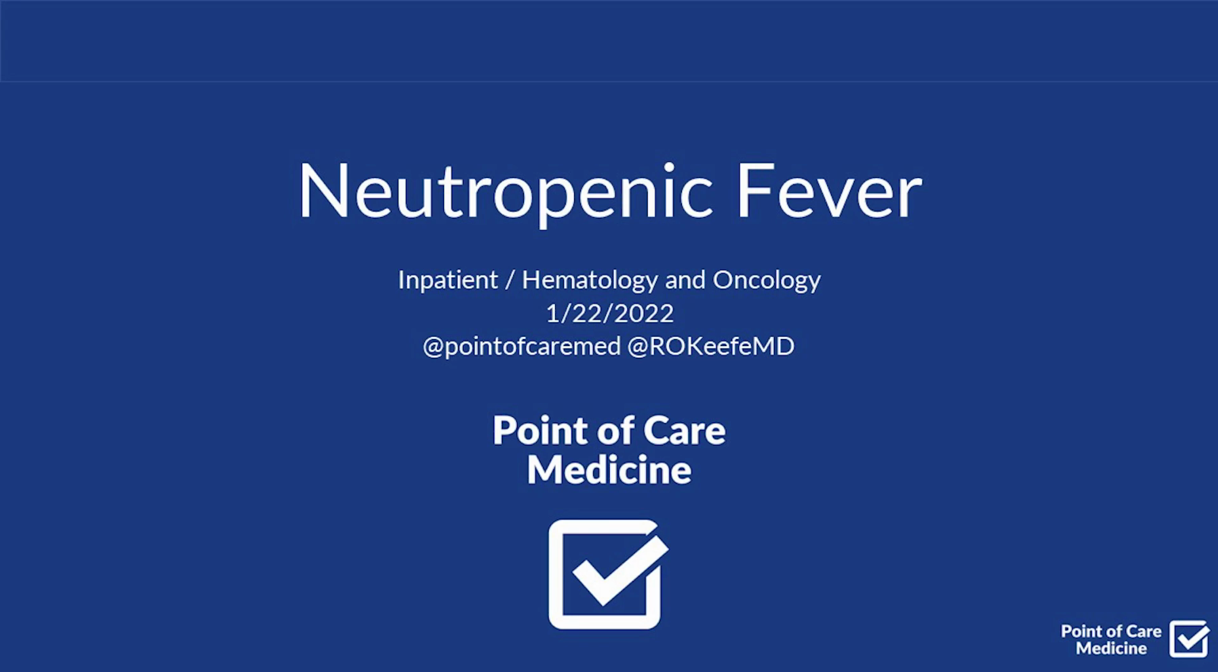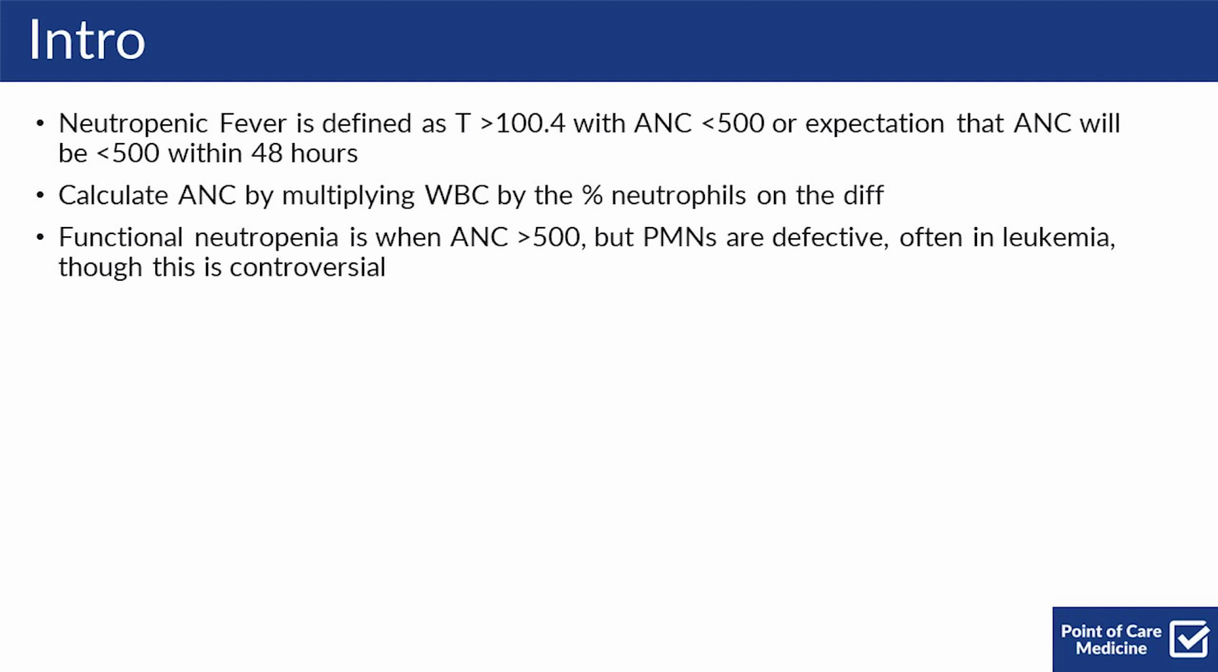Today's Point of Care podcast is on neutropenic fever in the inpatient setting. Neutropenic fever is defined as a temperature above 100.4 with an ANC less than 500, or expectation that the ANC will be less than 500 within 48 hours. You calculate the ANC by multiplying white blood cells by the percent of neutrophils on the diff.